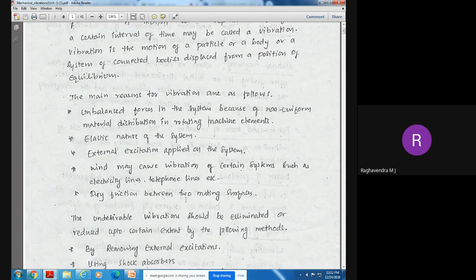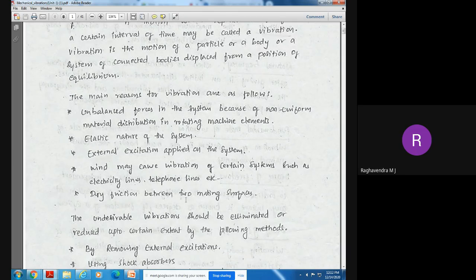So, how to reduce it? Here, vibrations cannot be eliminated, but can be reduced to some extent. So what are the methods we have to reduce the vibration? As I told you, we cannot completely, 100%, eliminate the vibration. To the maximum extent, we can control the vibration.